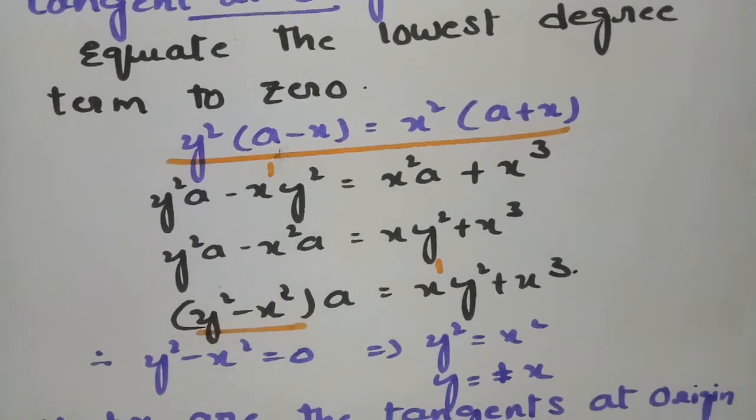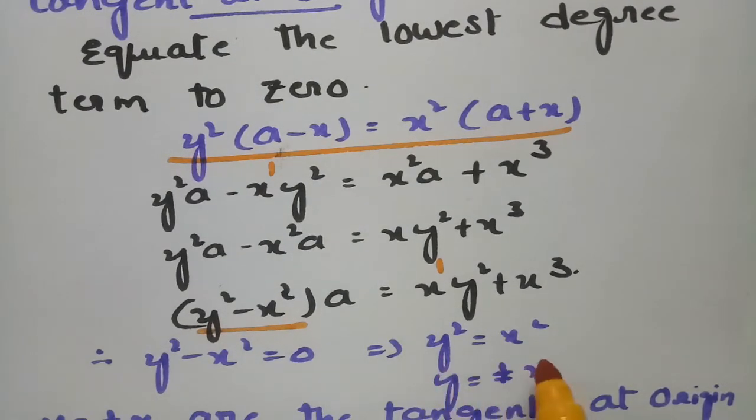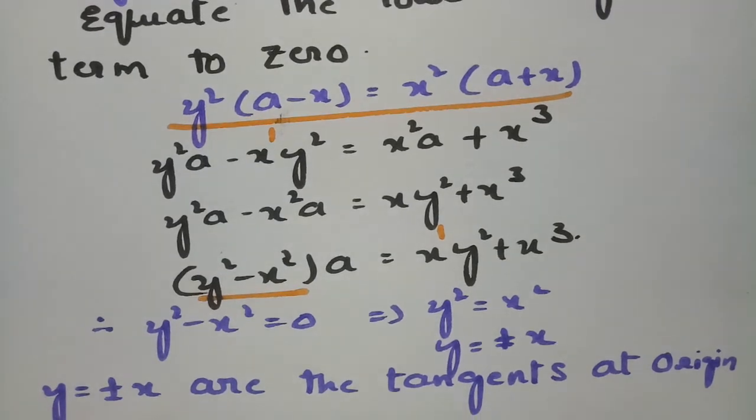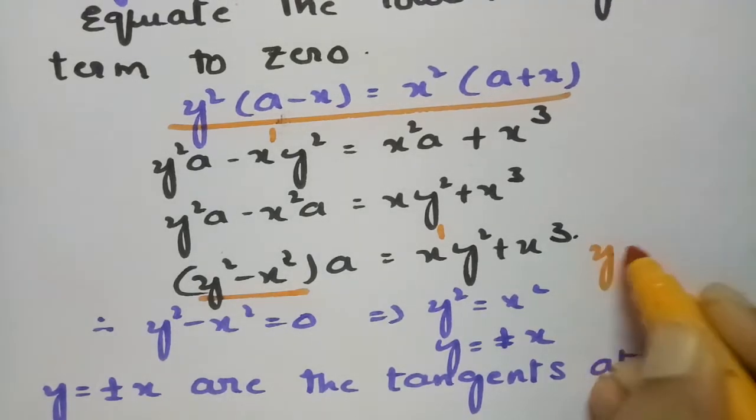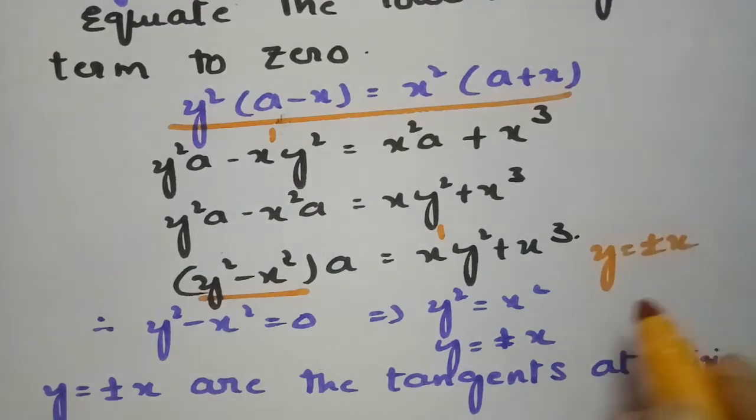Here the lowest degree term is a y² − a x². So y² = x², and y = √(x²), which is equal to ± x. Therefore the tangent equations are y = ± x at the origin. These are straight lines, y = ± x.